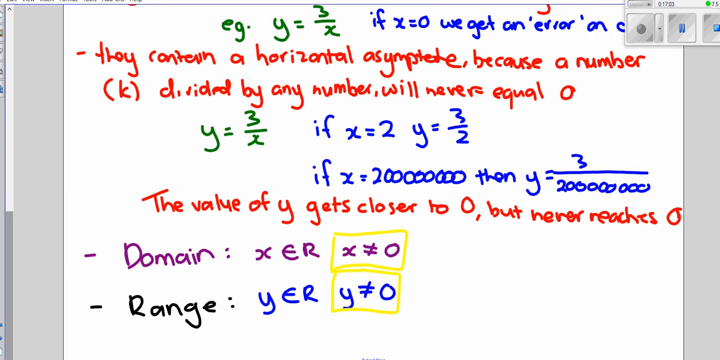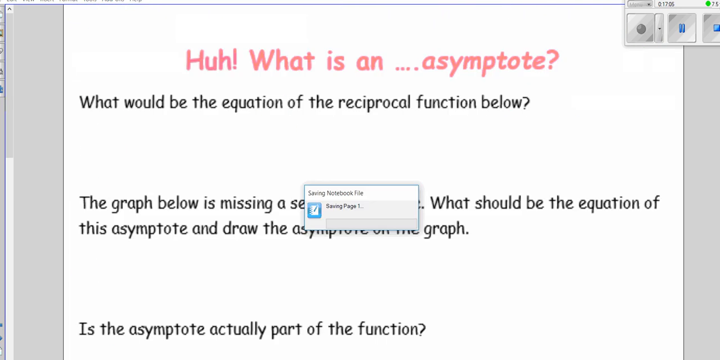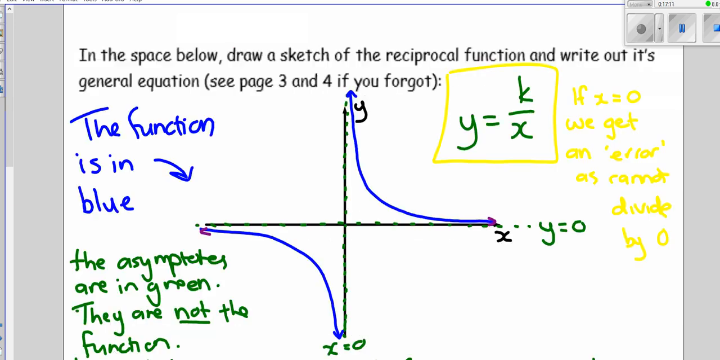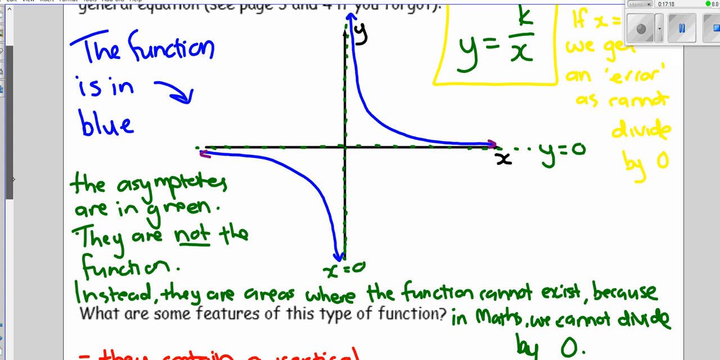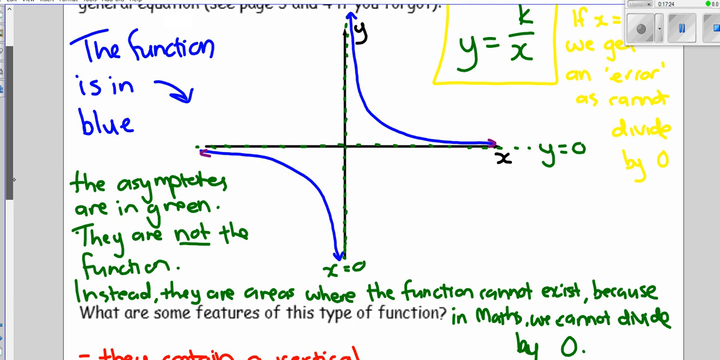So trying to say, hang on, what is an asymptote? As I said, an asymptote is not a function. The function is in blue. The asymptotes are the dotted lines in green. So the function is actually not part of the asymptote. The asymptotes are in green. They are not the function. Instead, they are areas where the function cannot exist.